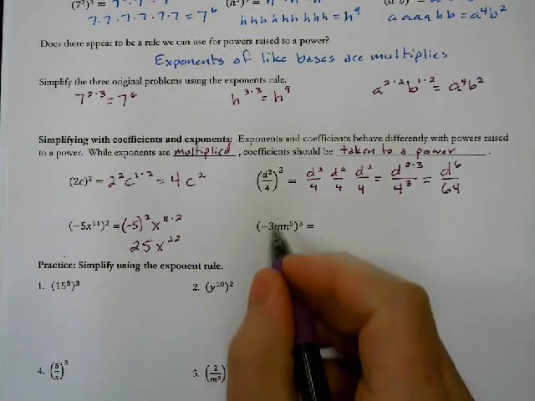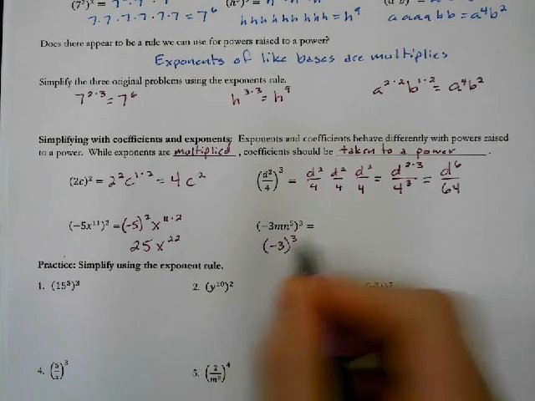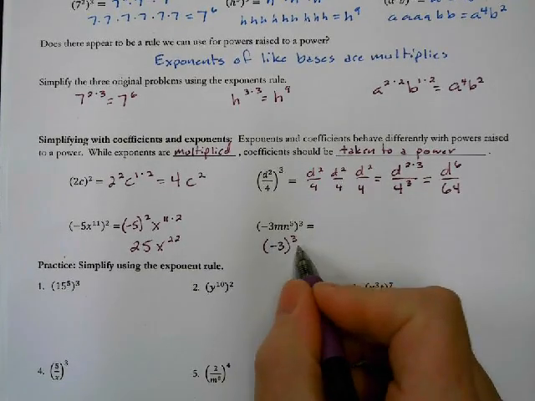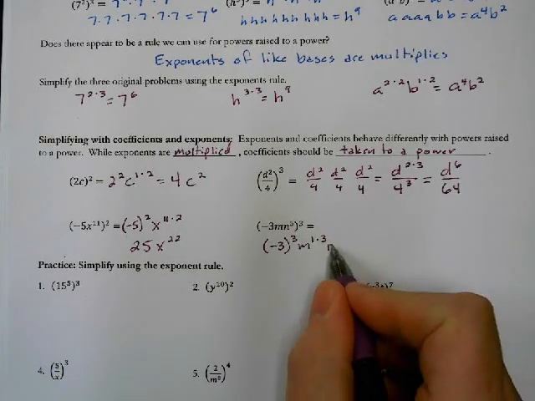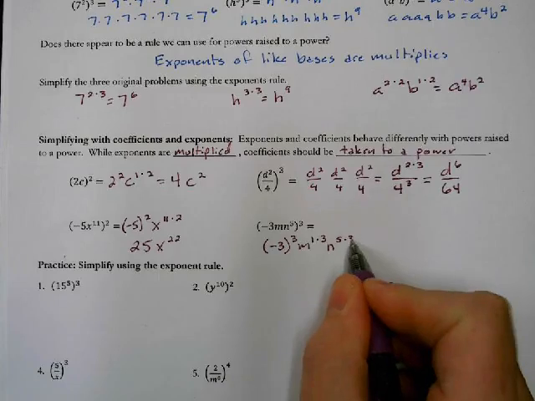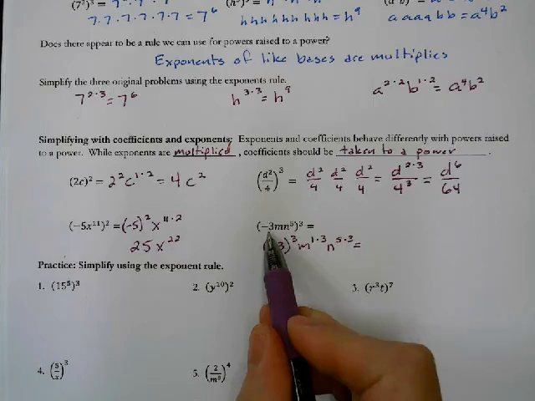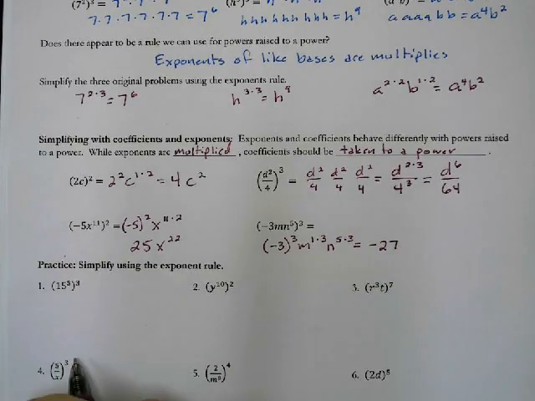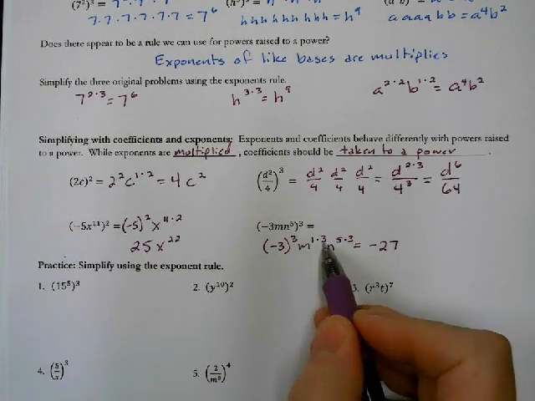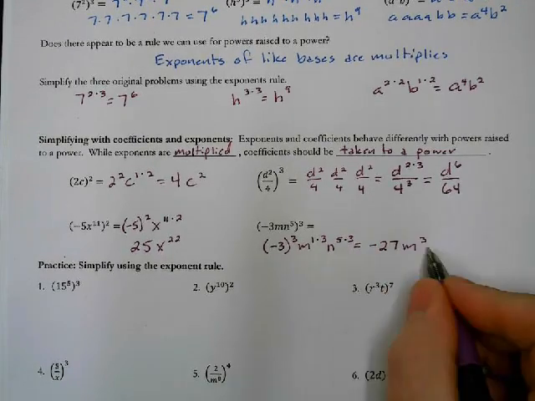Next one, we've got -3 to the third power. I don't know why I wrote it down there. Whatever. Then we got m to the 1 times 3 and n to the 5 times 3. So -3 times -3 is positive 9. Positive times another -3 is -27. M to the 1 times 3, m to the third. N to the 5 times 3, n to the 15th.